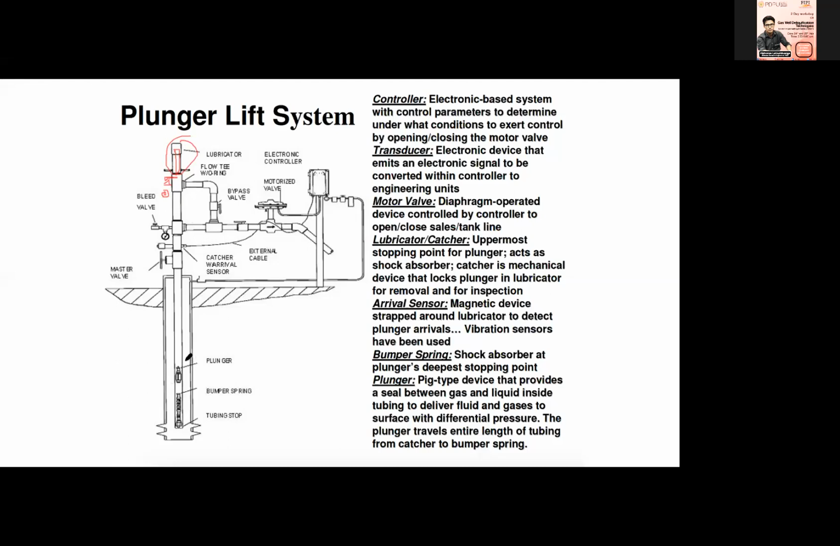And at the downhole, you have, of course, the plunger, and you have the bumper spring, and you have the tubing stop. Where to install the tubing stop or the bumper spring? Usually at 1/3 of the perforation interval, in the middle or the 1/3, you are going to install this, not too high or not too low.